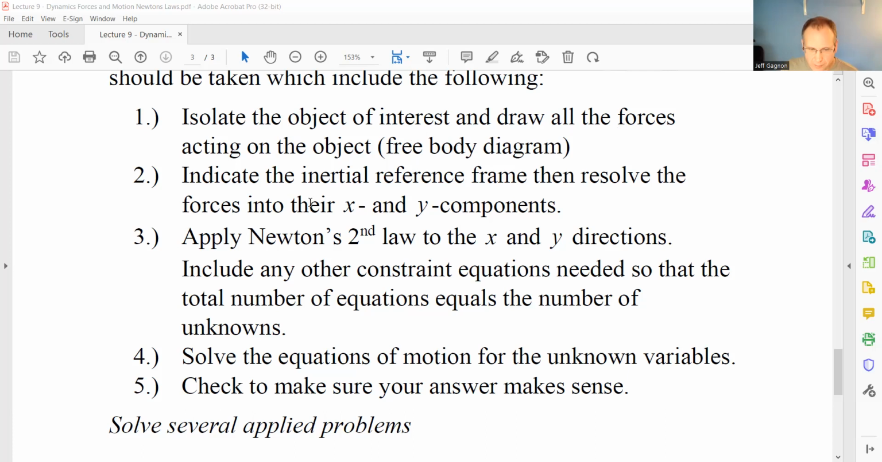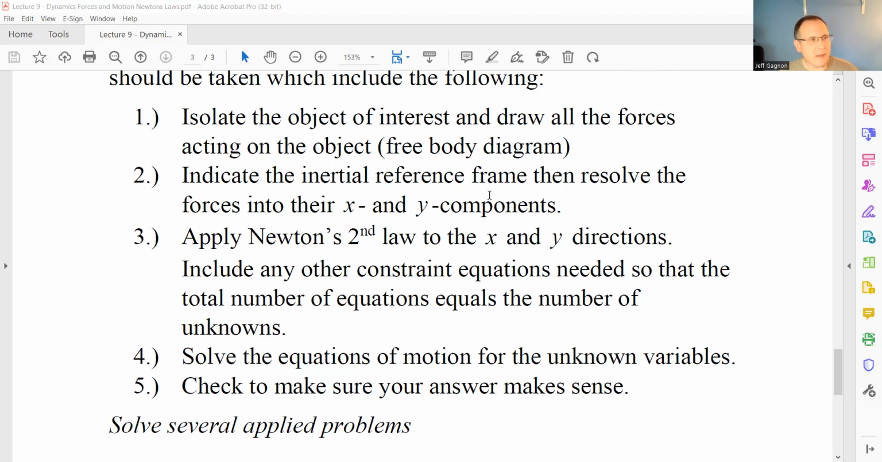Then what you want to do, because Newton's second law is only true if you have what's called an inertial reference frame, whose relative motion is relative to some inertial reference frame, you want to indicate what that inertial reference frame is, and then resolve the forces that you drew in the first free body diagram in step one into their x and y components. So figure out what direction you want x and y to represent. That will be the inertial reference frame, and then resolve the forces into their actual x and y components.